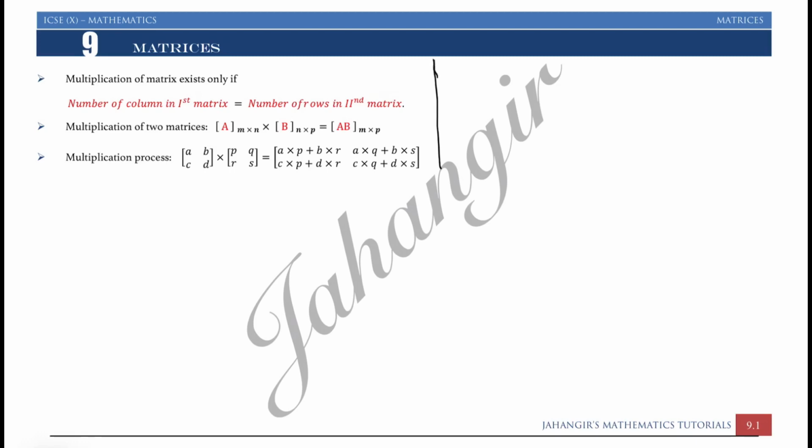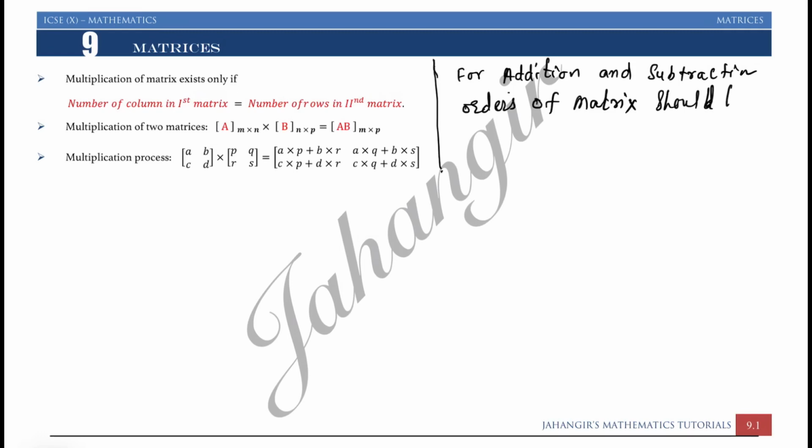So what was the condition for addition and subtraction? For addition and subtraction, the order should be the same for both matrices. The orders of the matrices should be the same. But here for multiplication we have some different rules.